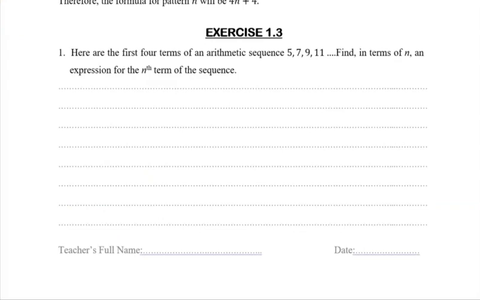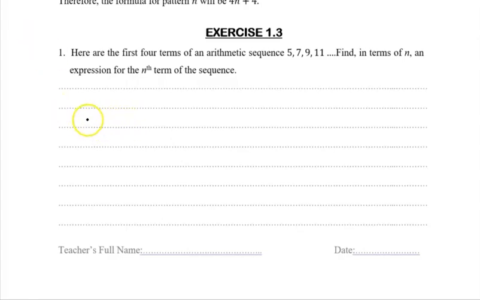Exercise 1.3 is an arithmetic sequence. An arithmetic sequence is a sequence where you add or take away by the same number each time. In this question they've given us a sequence. They've given us 5, 7, 9 and 11, and we have to work out the nth term. Now the nth term is a rule of the sequence.